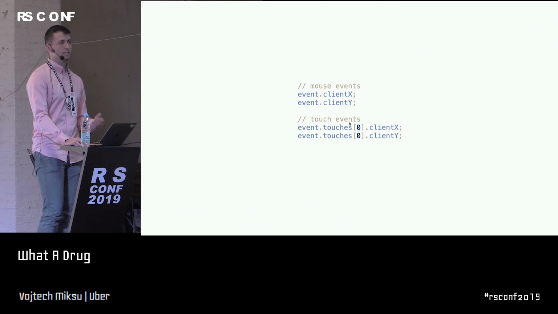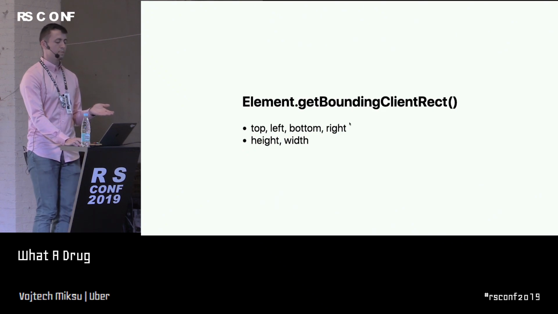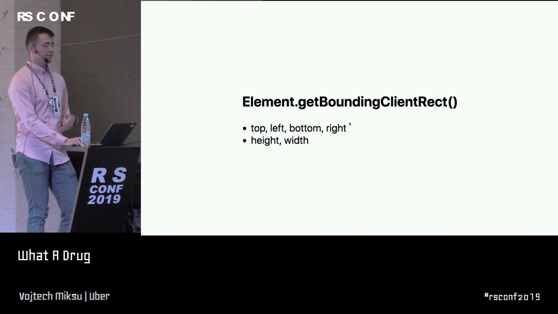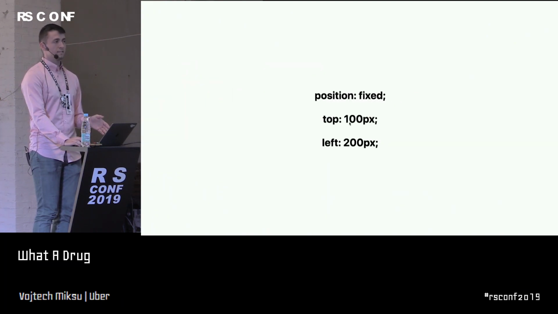This is pretty easy. All these events will give you the exact position of the mouse on the screen. You need to measure elements. There's a nice API called getBoundingClientRect. It gives you precise coordinates and dimensions for each element on the page. So that's very convenient.